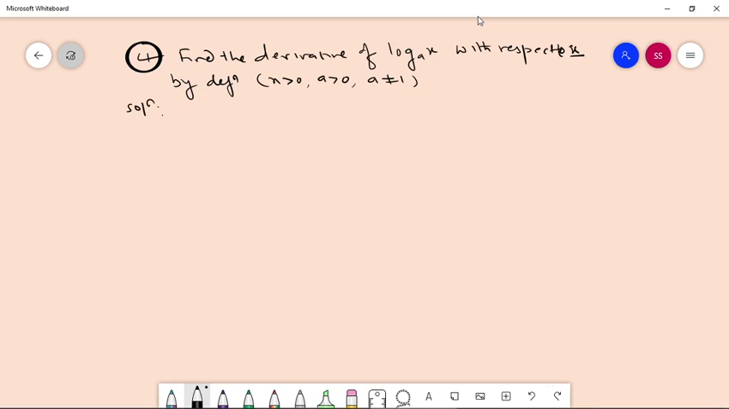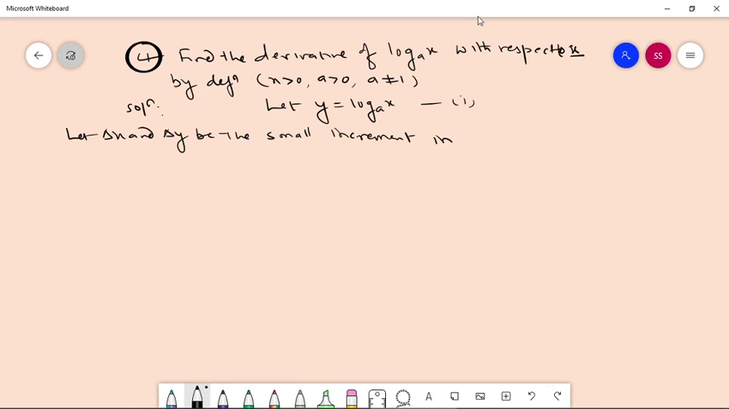Solution, dear students. Let y equal log base a x. First equation. Let del x and del y be the small increments in x and y respectively, then y plus del y equals log base a of x plus del x. Second equation.